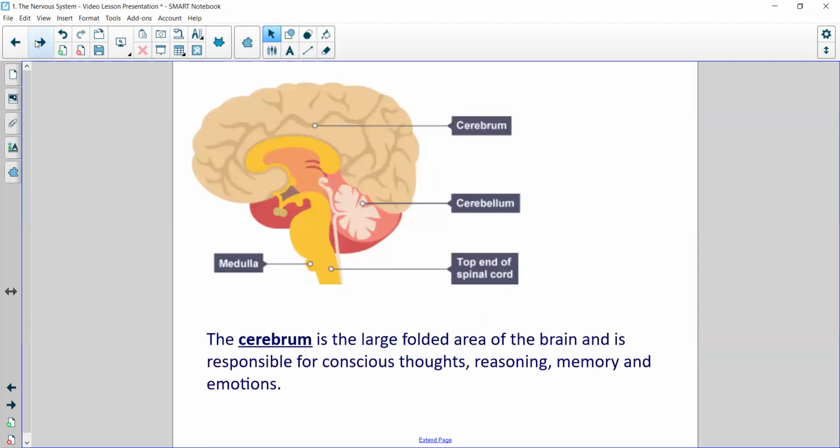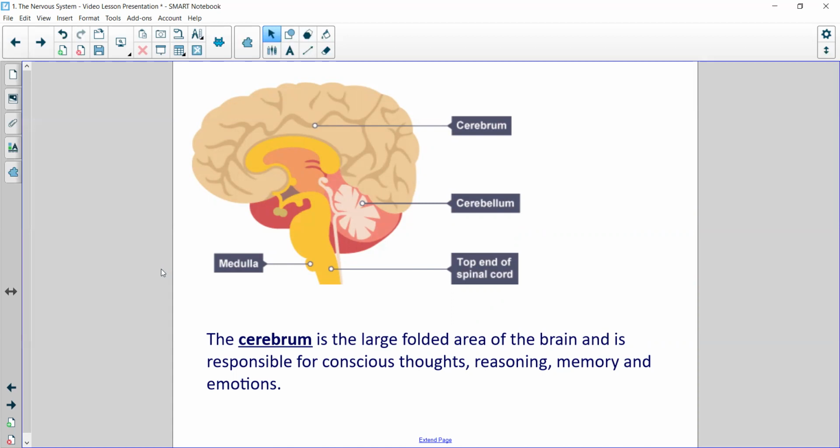So let's take a look at what each of the parts of the brain do. So the top part, the cerebrum, is the largest part of the brain. It's a highly folded area of the brain, so it has a really large surface area, and it is packed full of specialized nerve cells or neurons. And we'll look at what those are later on. The cerebrum's job is it's responsible for our conscious thoughts, our reasoning, memory, emotions, intelligence, our imagination.